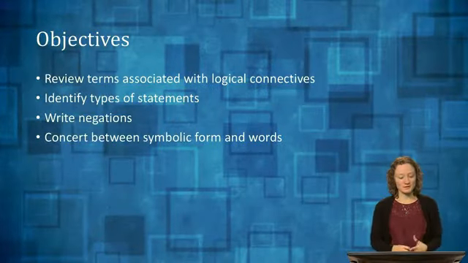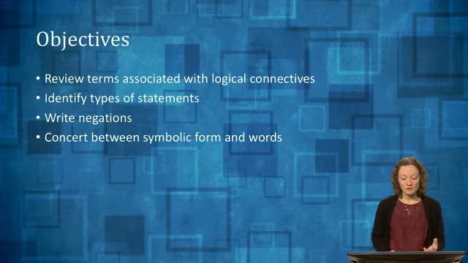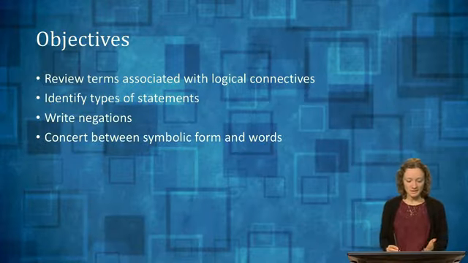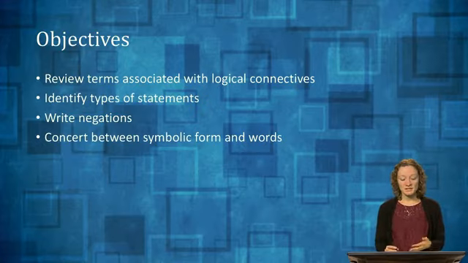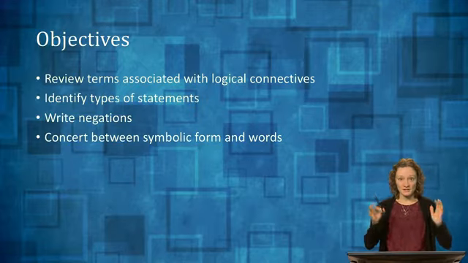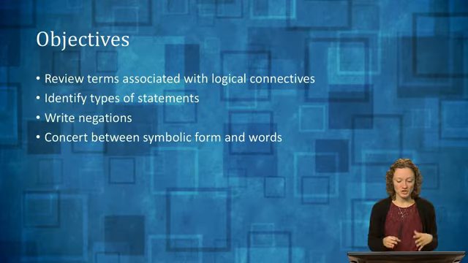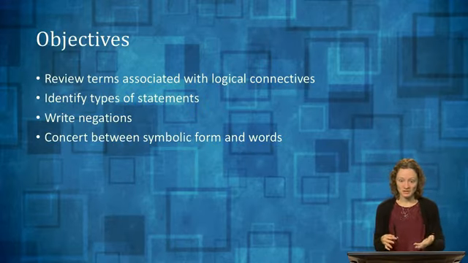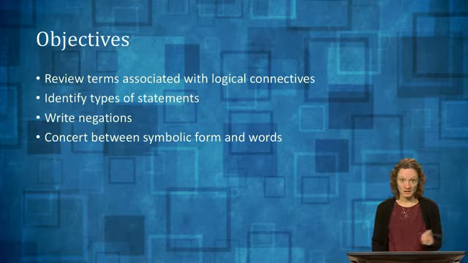So the objectives for this first section, as is the case with most first sections: first, review the terms associated with logical connectives, identify types of statements, and then write negations and convert between symbolic form and words. Big picture in the chapter, that's something that we're going to do a bit of. We'll kind of jump back and forth between that. This first section is just the introduction and where we'll do the translations and learn which of the connectives we're going to be using in the chapter.